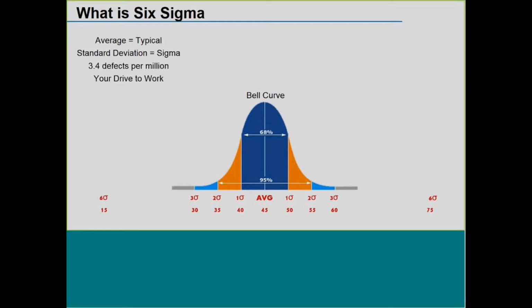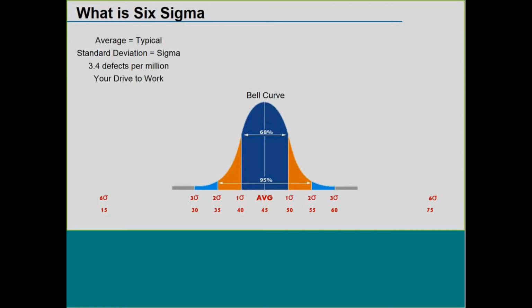Note the numbers at the bottom of the screen that fall under the bell curve. Now, we may remember this bell curve from high school. Don't worry, this will not be too heavy in mathematics. So we take a look and we see in the very center, we have our average, 45 minutes. That's how long it takes me to drive to work. It takes me 45 minutes to drive to work, give or take 5 minutes.